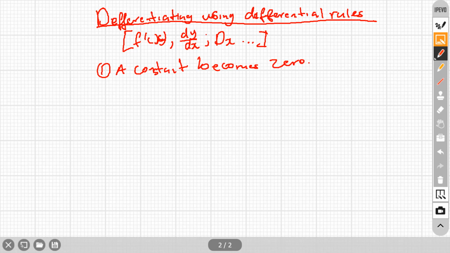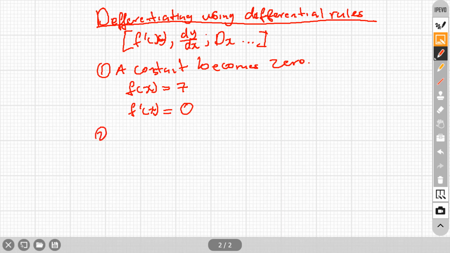For example, if you're given that f(x) is equal to 7, know that f'(x), or the first derivative of f(x), is equal to 0. Why? Because the first rule says that a constant becomes 0.